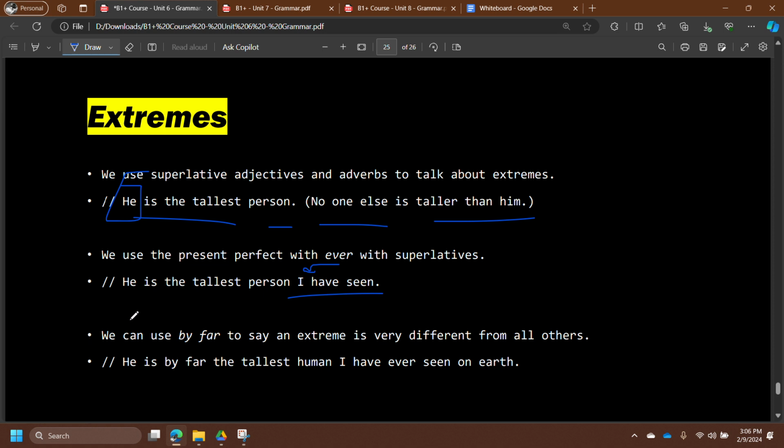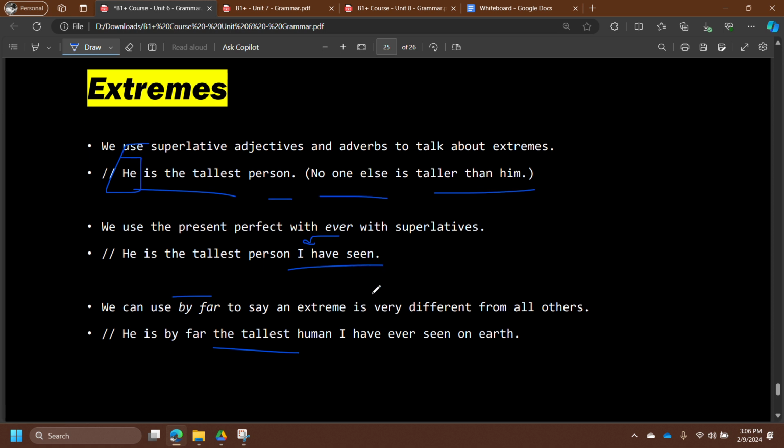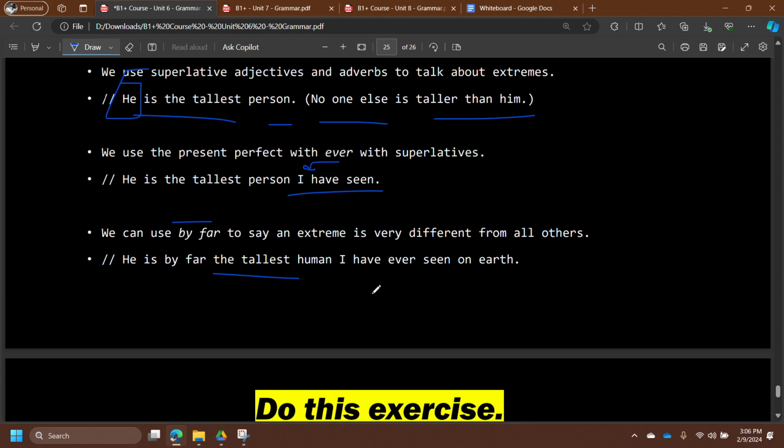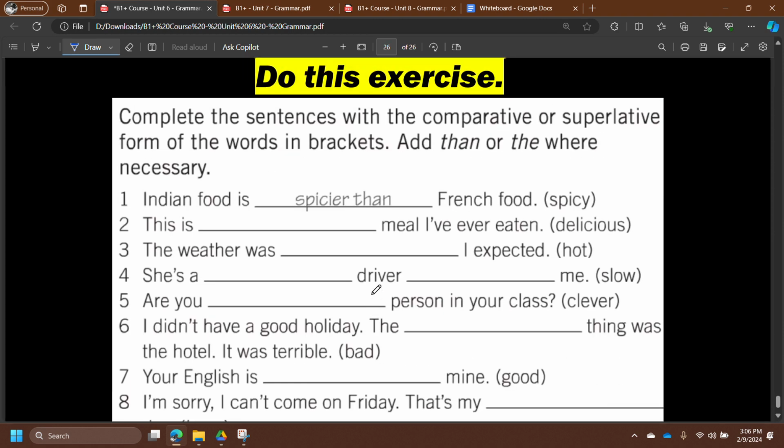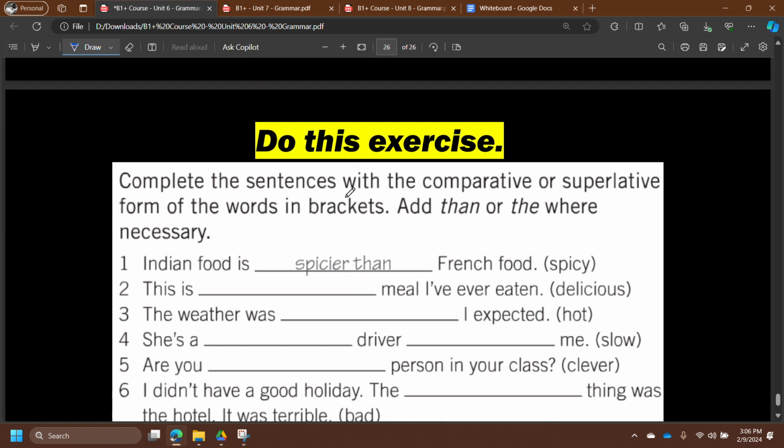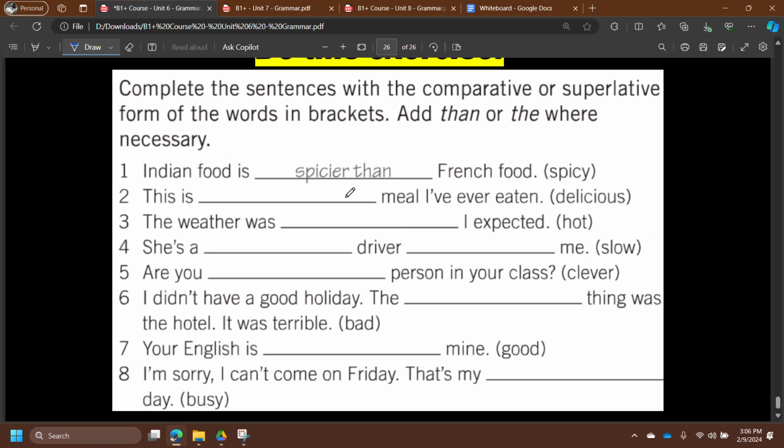And the third tip or point we have here: we can use "by far" to say an extreme is very different from all the others. For example, he is by far the tallest human I have ever seen on Earth. Okay, on Earth. So this is a really good way of spicing up your sentences. We do have another exercise for you. Of course, if you want to do it, you can pause the video and do it.